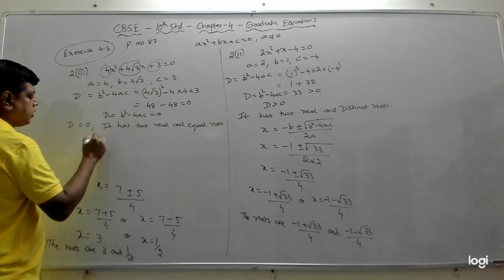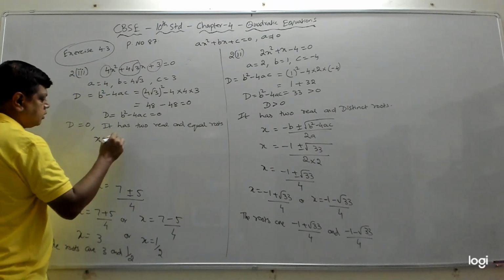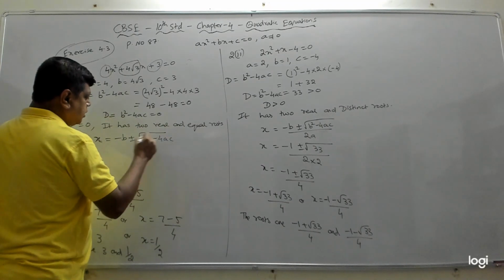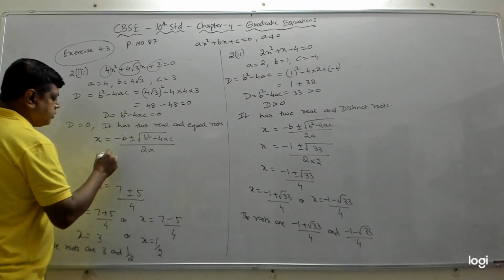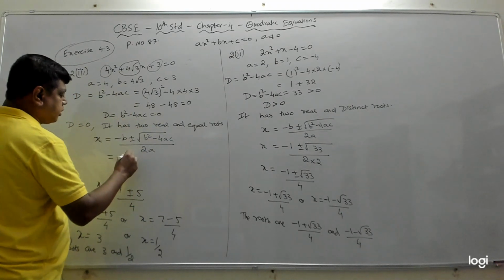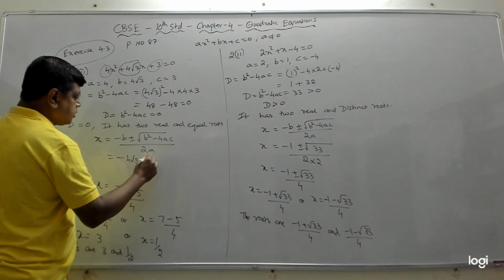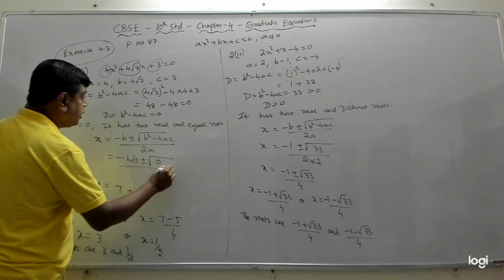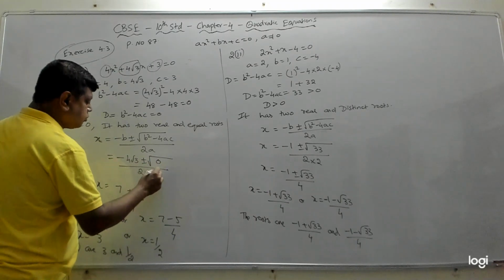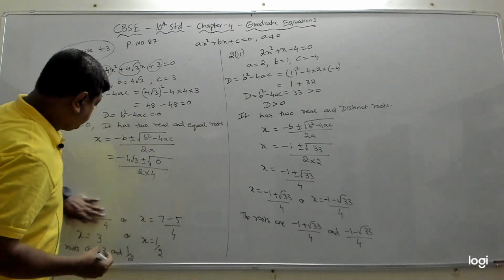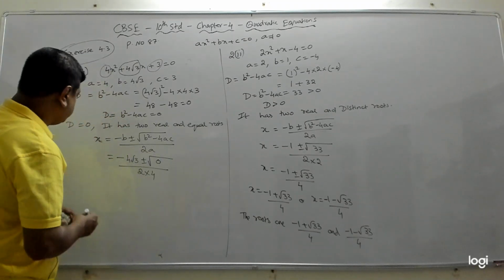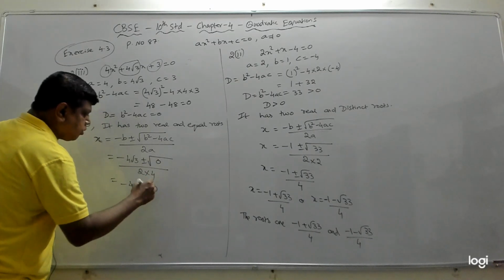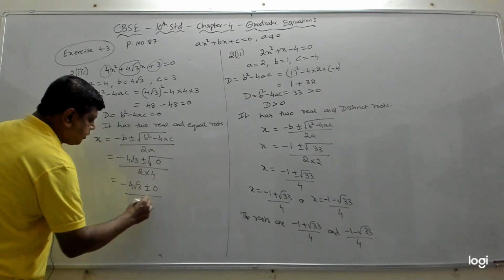So what is our quadratic formula? x is equal to minus b plus or minus square root of b square minus 4ac by 2a. That is equal to minus of b. b is 4 root 3 plus or minus square root of, what is b square minus 4ac? b square minus 4ac is 0. Square root of 0 by 2 into a. So a is 4, so 2 into 4. Now this becomes minus 4 root 3 plus or minus 0. Square root of 0 is 0, by 2 4s are 8.